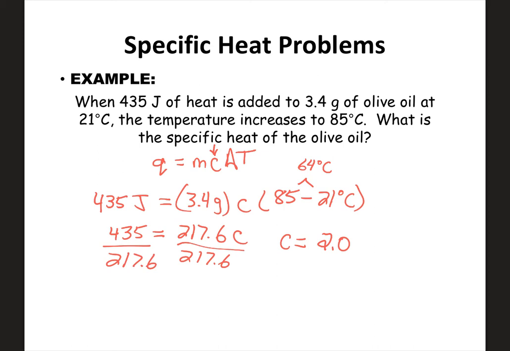And be careful with your units. You were solving for C, which is specific heat, and you need to know that specific heat has joules per gram degrees Celsius. All right, and those units do check out here in this problem. All right, this is not something you can just guess on. You have to know this. The units for C are joules per gram degrees Celsius.